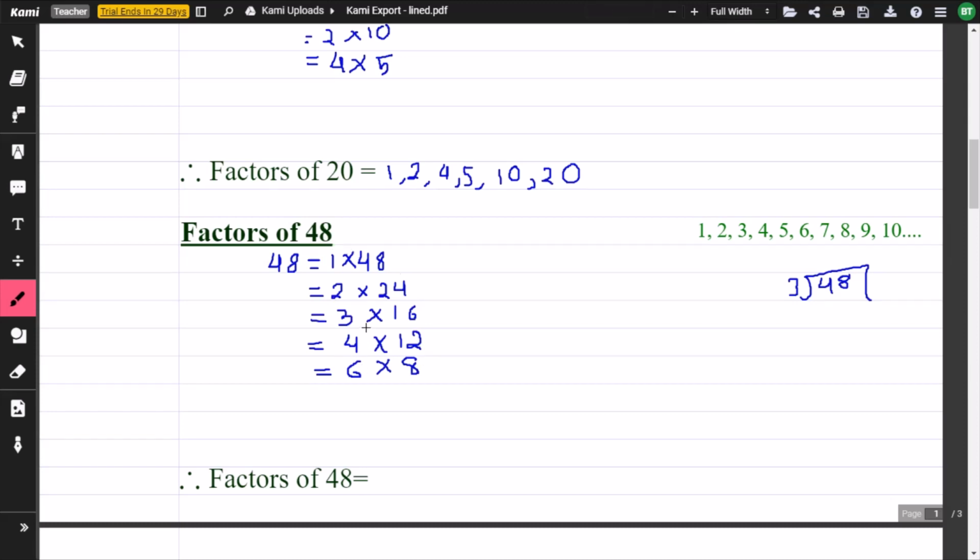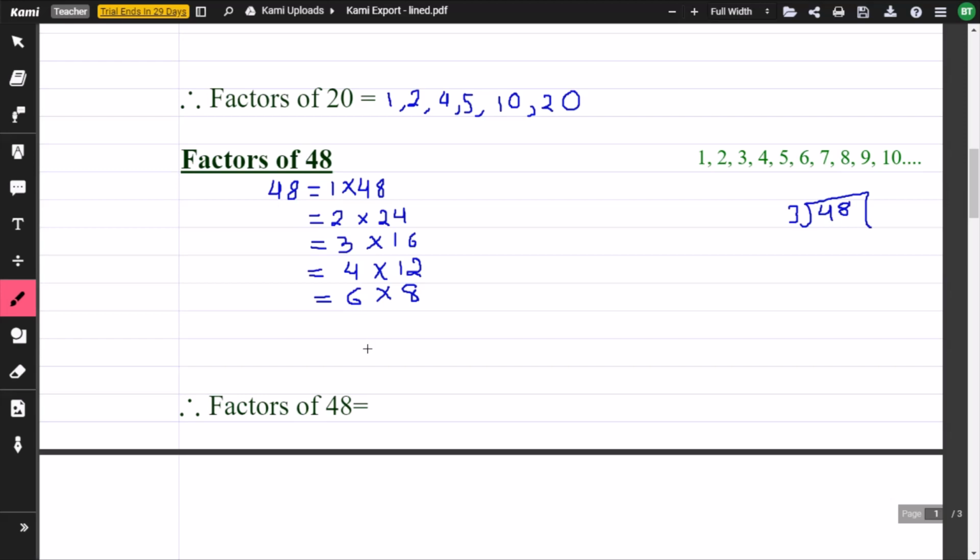So the factors of 48 are, you can see here, first one is 1, second factor is 2, and then we have 3 here, we have 4 and 6.